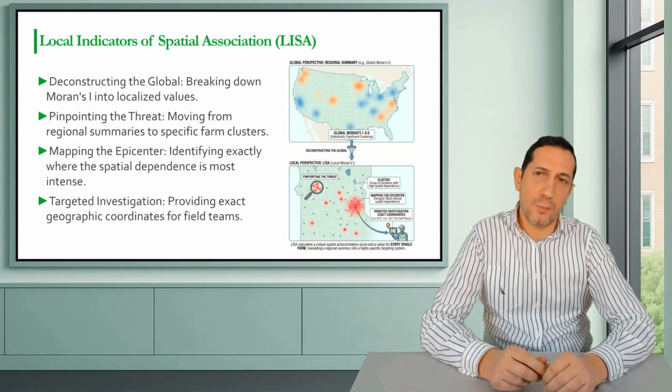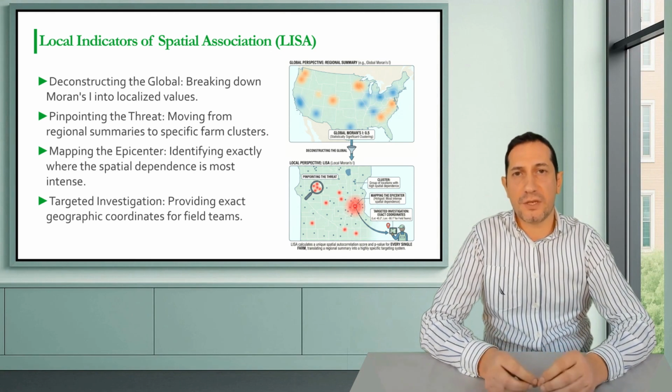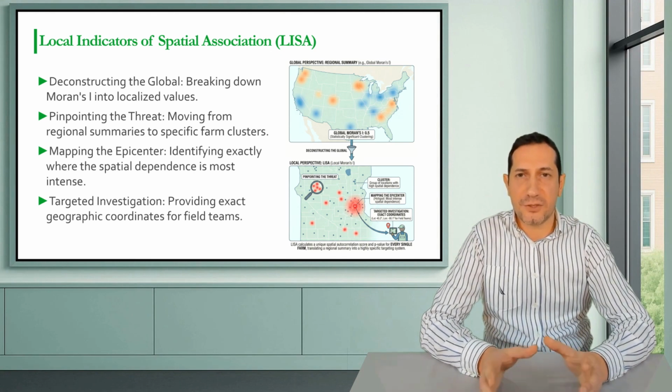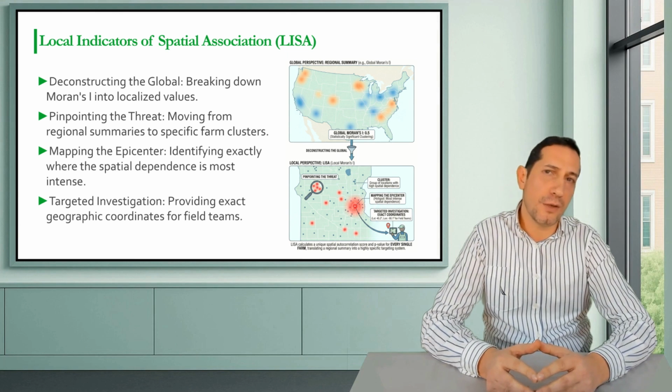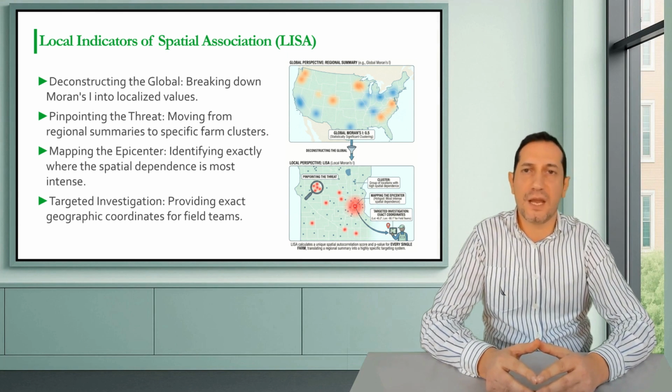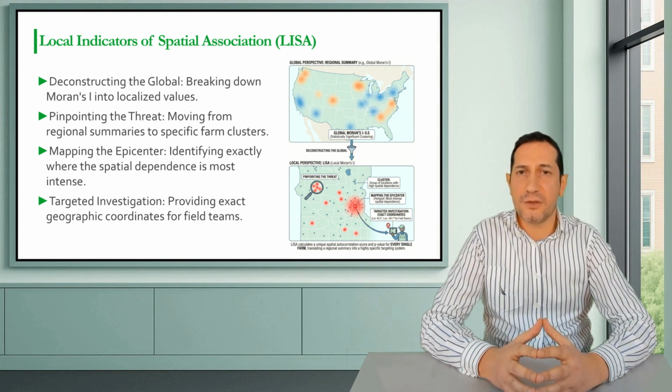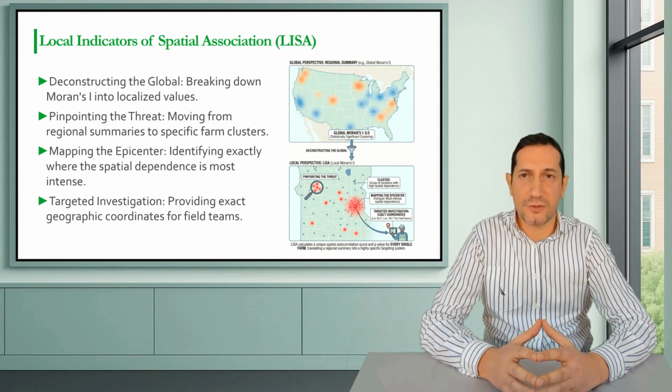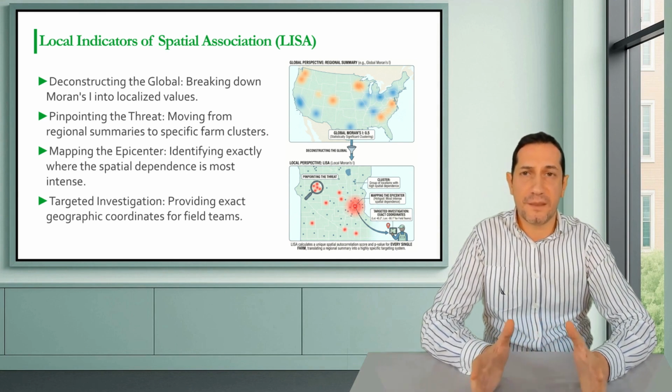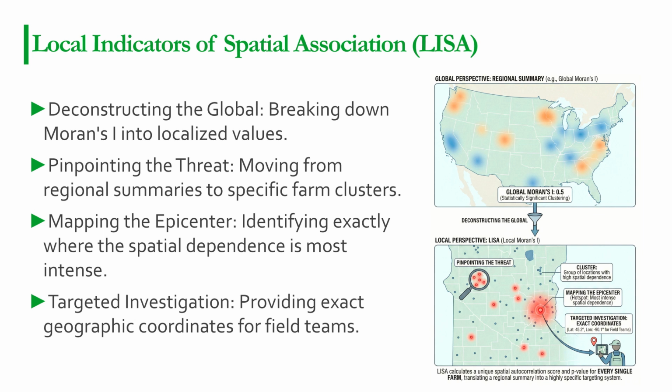Global statistics like Moran's I and Geary's C can confirm that the whole country or region shows clustering, but they do not tell us where the clusters are. For outbreak response, we need local spatial statistics. A common tool is LISA, which stands for Local Indicators of Spatial Association. You can think of LISA as a local version of Moran's I.